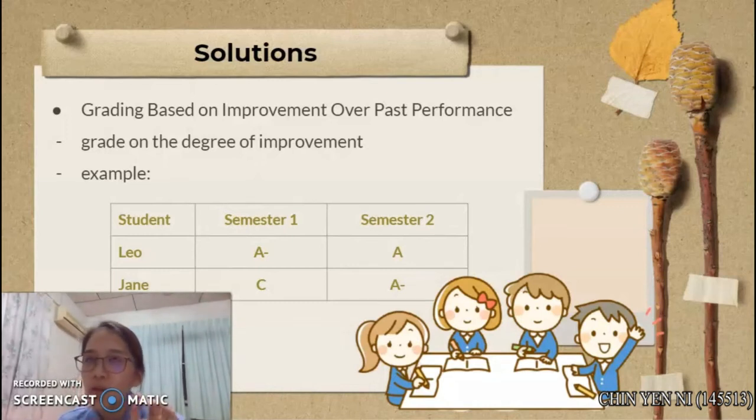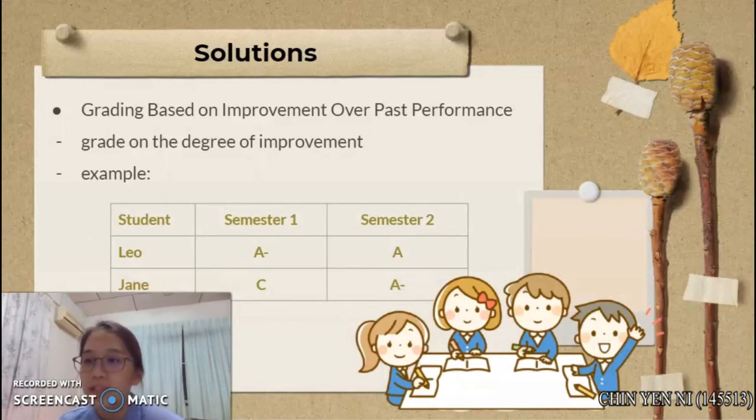Leo shows only little improvement from A minus to A, just one level. But Jane, she has a drastic improvement. Her result is from a C to A minus. This is a very huge improvement since maybe the last time she got her result.